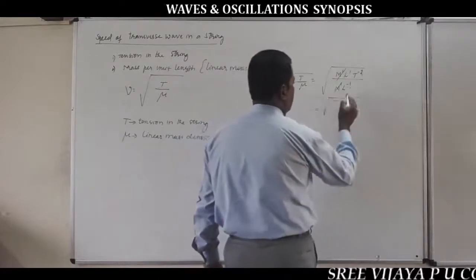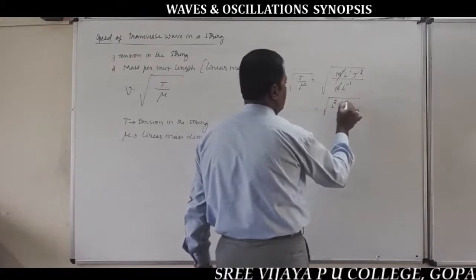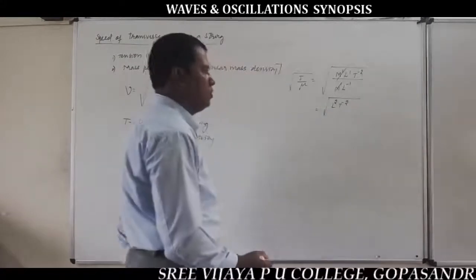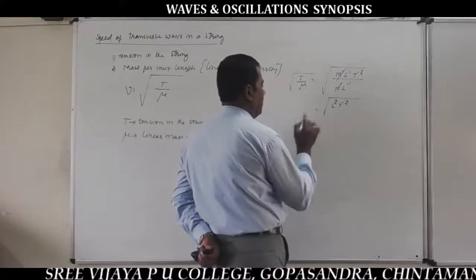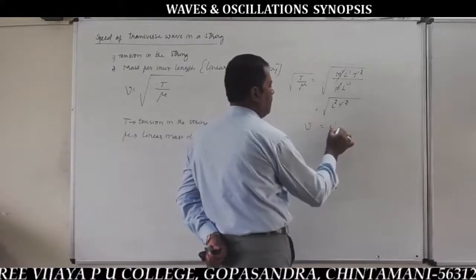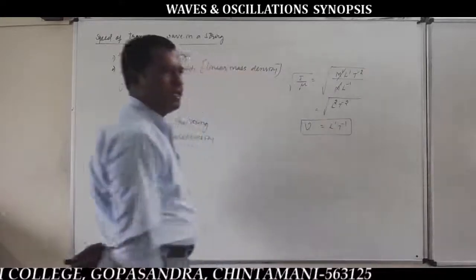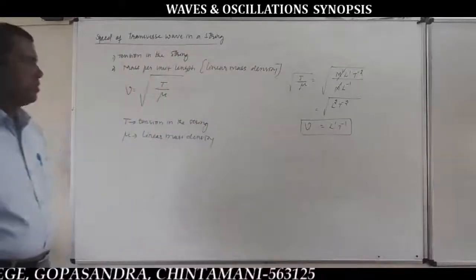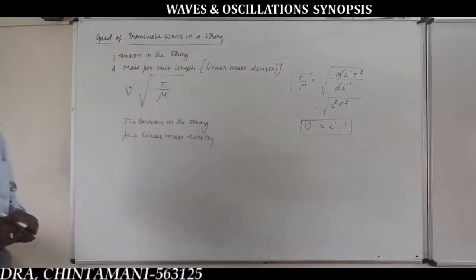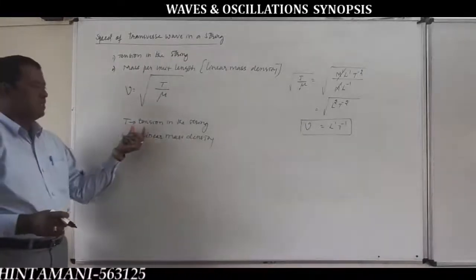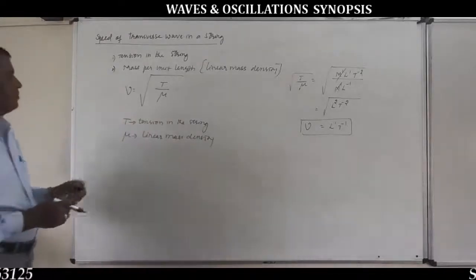Square root of, if you take up the numerator, you get L power 2, T power minus 2. So if you take the root, this is nothing but velocity: L power 1, T power minus 1. So therefore this equation represents the speed of transverse wave in a string, where T is tension in the string and mu is linear mass density.